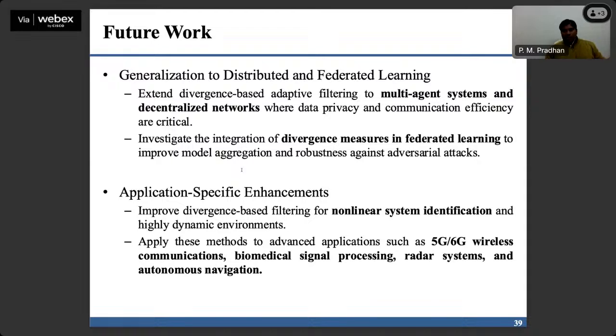You can generalize it to distributed learning. You can also use it for federated learning, which is a highly popular topic nowadays. And of course, you can design them for nonlinear system applications, other biomedical signal processing related applications, radar systems, autonomous navigation systems. I had shown one example of tracking, which is related to your navigation.